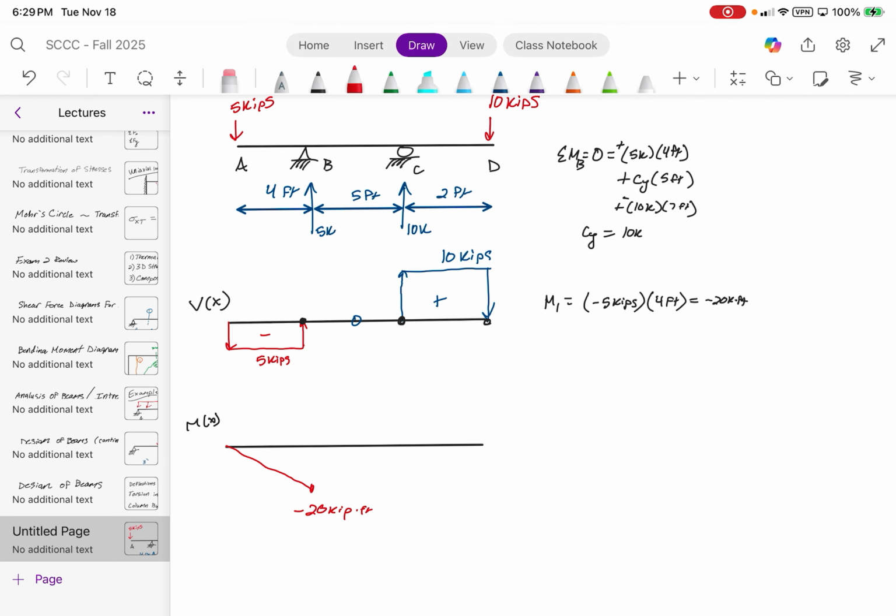Now, is there any shear between B and C? No. So if we call this point 1, point 2, M2 is just going to equal negative 20 kip feet. And then what's the area between 1 and 2? 0. So the bending moment is negative 20 kip feet. How is this going to look? 0, linear, straight line, quadratic? A straight horizontal line.